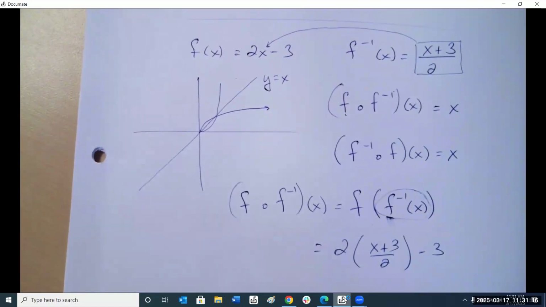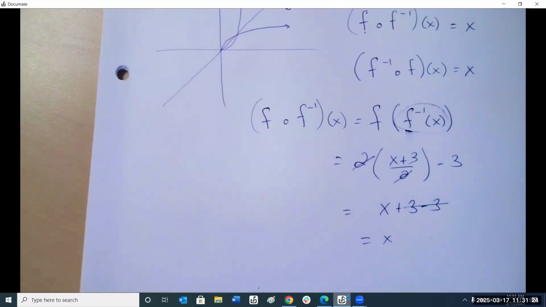So I'll work this one out. The 2's cancel, gives me x plus 3 minus 3. The 3's cancel, which leaves me with x. That's how we prove that they're inverses of each other.